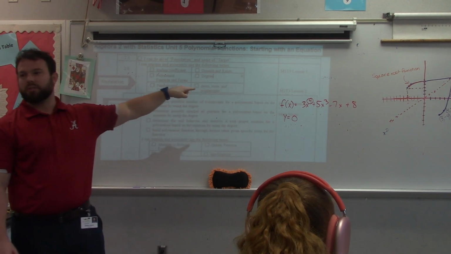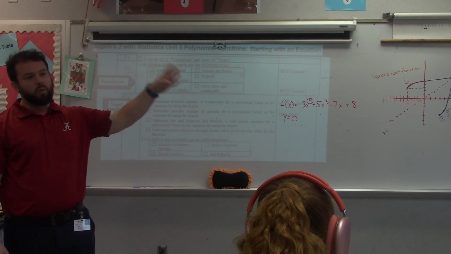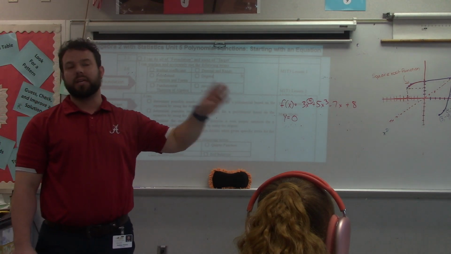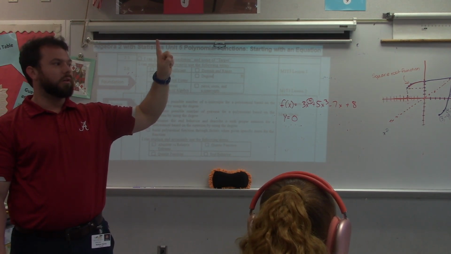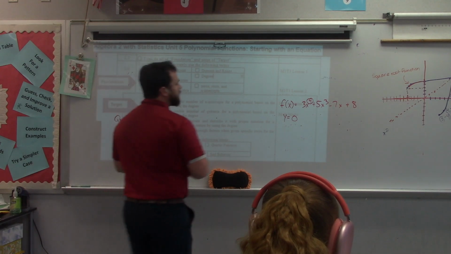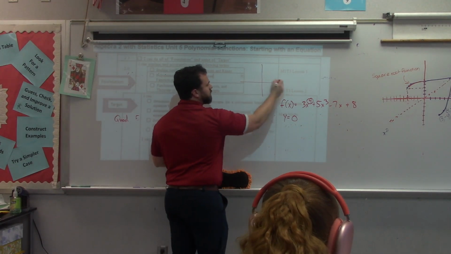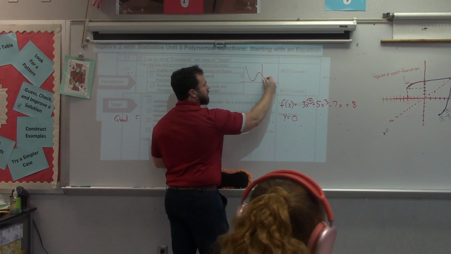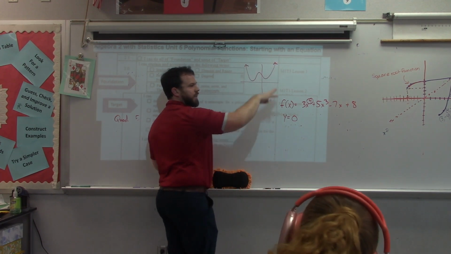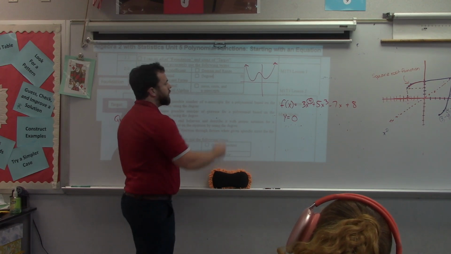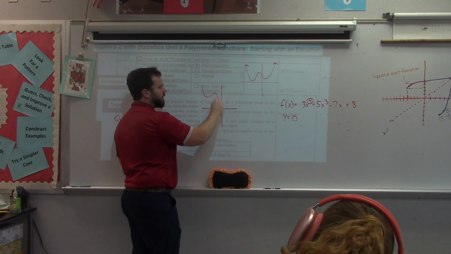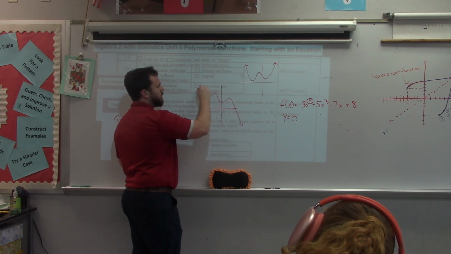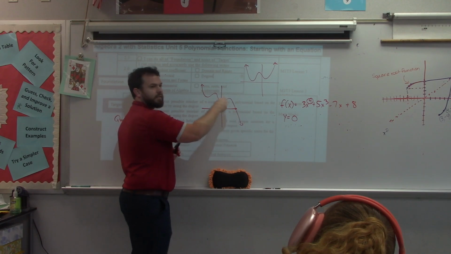So how many x-intercepts could it have? 4. Now remember, 4 is only the maximum. So how many could it have? It could have 4, 3, 2, 1, or 0. Okay. So this, remember, is a fourth degree, right? A fourth degree could look something like this. Does it have any x-intercepts? No. But remember, if it's an odd degree, don't odd degrees have different end behavior? So what does an odd degree always have to have at least one of?